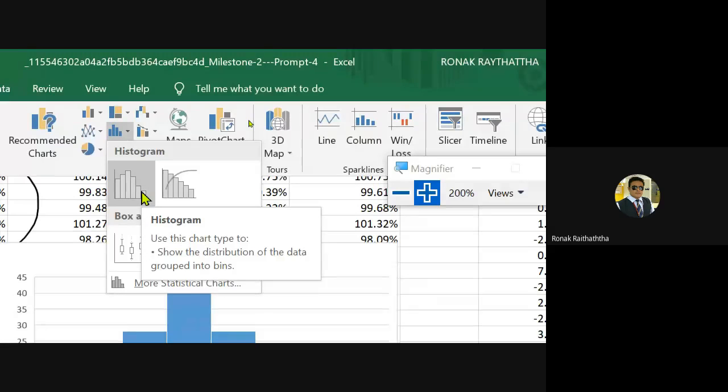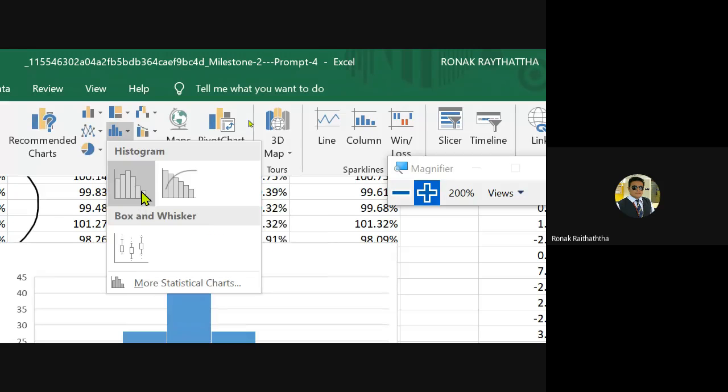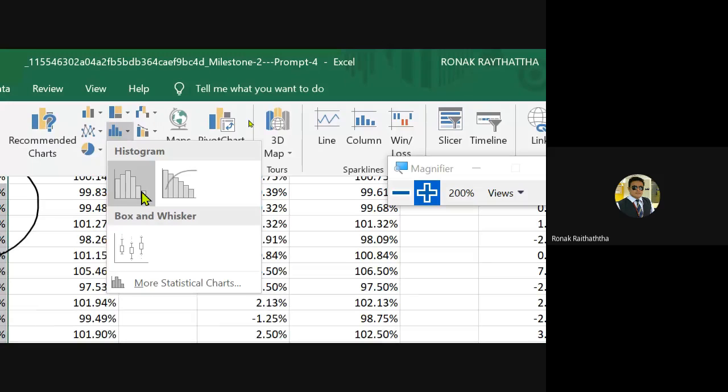Is histogram there in everyone's computer? Just let me know. If not, then please give me a confirmation. I think for all the versions above 2016 or 19, the histogram must be present. If it is not, then we have a second way as well. Please let me know.